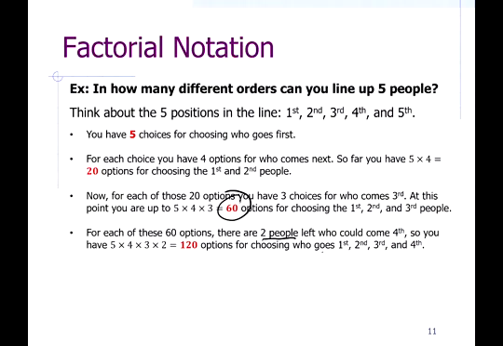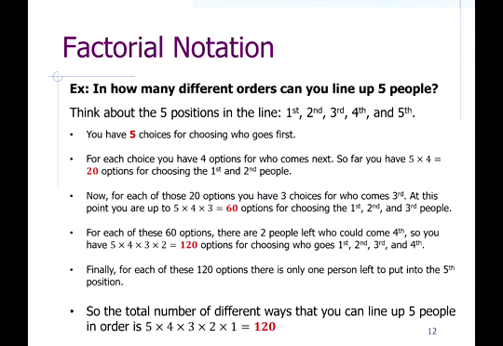All right, so the number of ways to choose positions 1, 2, 3, and 4, well, now we're up to 120. And now for each of those 120 choices, or each of those 120 ways to pick the first 4 people, you have no options left. There's only 1 person left for the 5th position. So for each of those 120 options, there's 1 person left. So the total number of ways that you could line up 5 people in order would be 5 times 4 times 3 times 2 times 1, or 120.